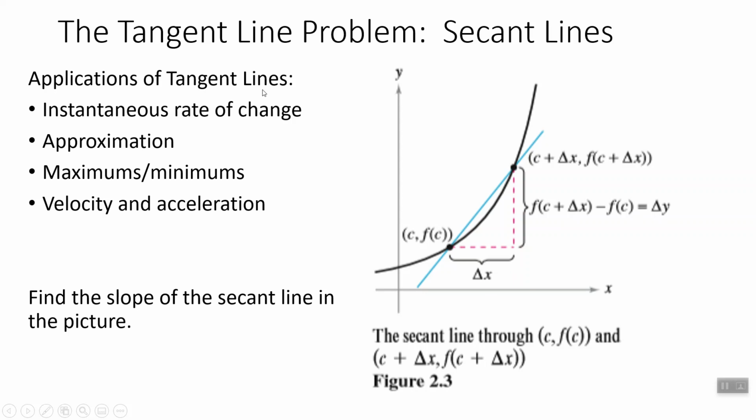All right, so this is important. It has lots of applications. We can use this to find the instantaneous rate of change. That might be a new word. It just means the rate of change at that very instant, like at time c. We can use it to approximate things, to find minimums and maximums, and to find velocity and acceleration and other derivatives on down the line. We're going to use this an awful lot.